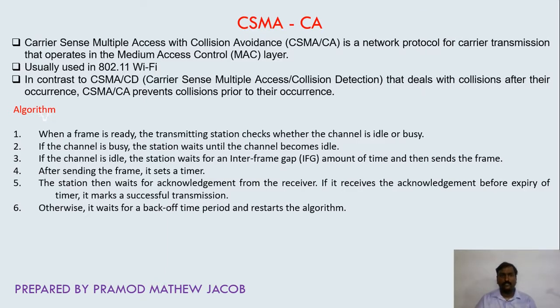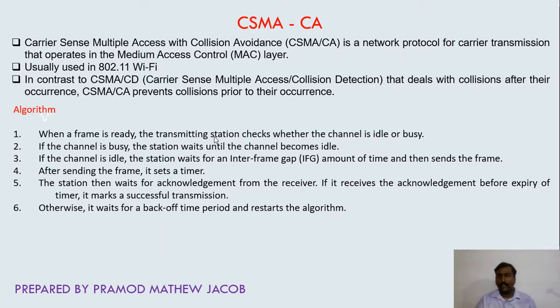In contrast to CSMA/CD, that is, carrier sense multiple access with collision detection, CSMA/CA deals with collisions before their occurrence, that is, avoiding the collision. So what we do in CSMA/CA is follow an algorithm. When a frame is ready to transmit, the transmitting station checks whether the channel is idle or busy. If the channel is busy, the station waits until the channel becomes idle. If the channel is idle, the station waits for a fixed amount of time, which is called the interframe gap, and then sends the frame.